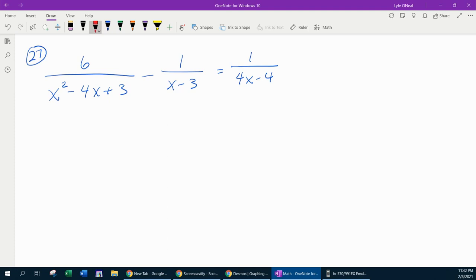Number 27, our next rational equation has a characteristic that we've not had yet that we're going to need to address. First of all, if any of the denominators can be factored, you need to factor them so that you can find the common denominator. Notice that the first denominator is a quadratic, and it's also a trinomial. So how do we factor a trinomial?